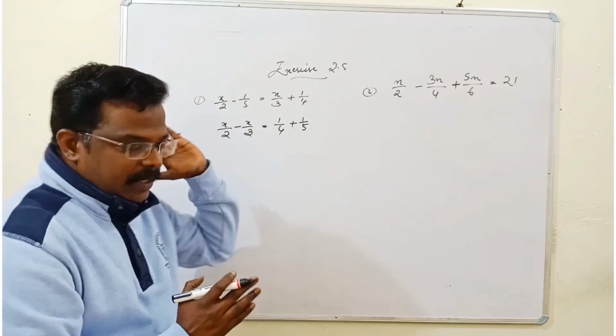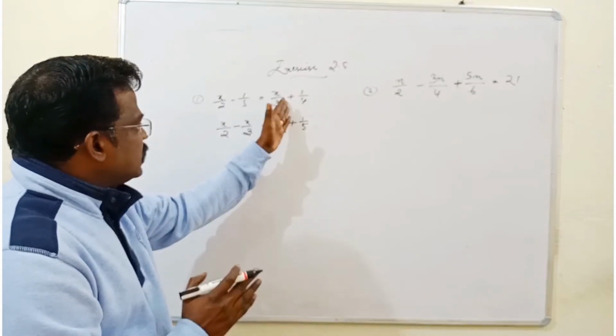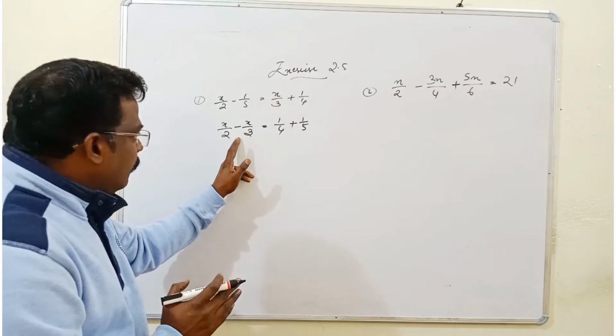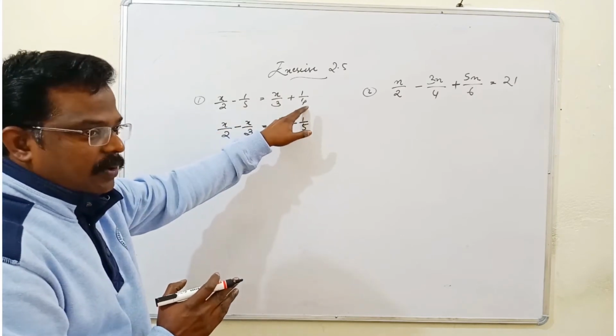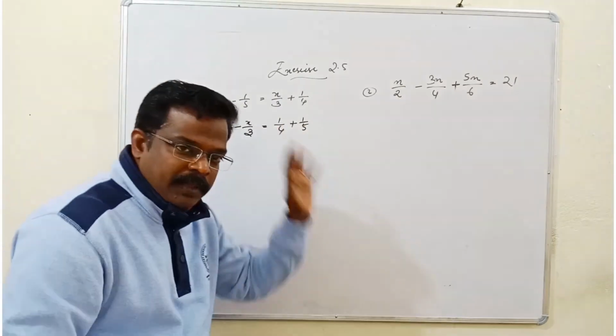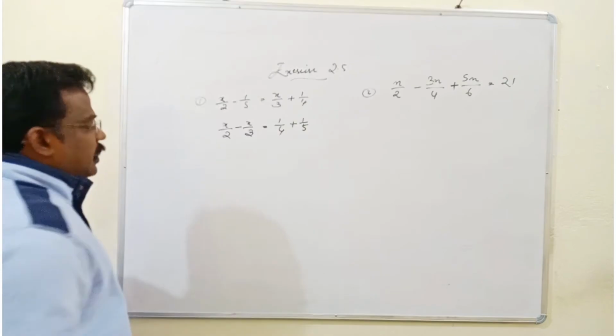So we are bringing this x by 2 is already here, and this x by 3 we are bringing from this side to this side. This plus will become minus. Then 1 by 4 is already here. This minus 1 by 5 we will bring here, and it will become plus 1 by 5. So here 2 and 3, two numbers.